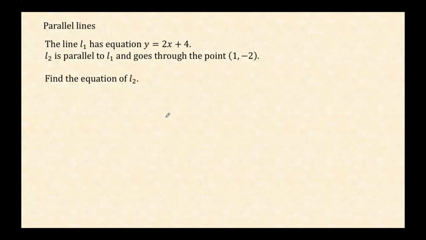Now, something that you'll see I'll do a lot in this course is go over to some graphing software to get a good sense of what's going on before starting with the algebra. So let's just read this question to see what we can understand. The line L1 has equation y equals 2x plus 4. L2 is parallel to L1 and goes through the point (1, -2). Find the equation of L2.